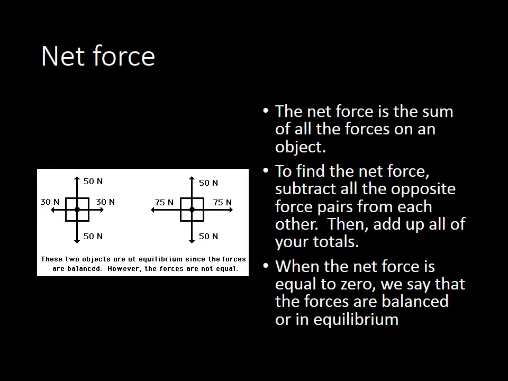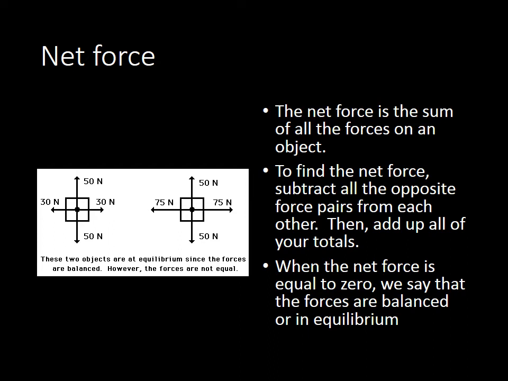If this force right here were greater, let's say that it was 40 newtons instead of 30, then we would sum it up like this. We would say 50 minus 50 is 0, 40 minus 30 is 10, and that would give us a net force of 10 newtons to the right.